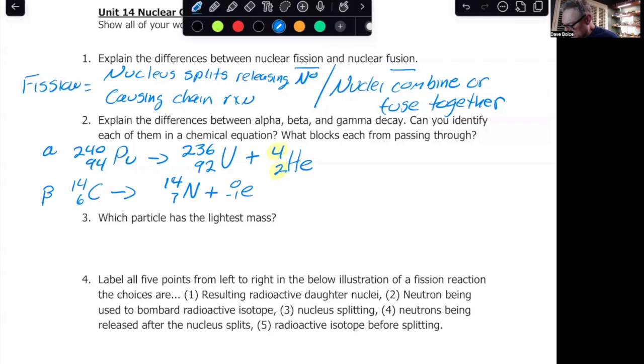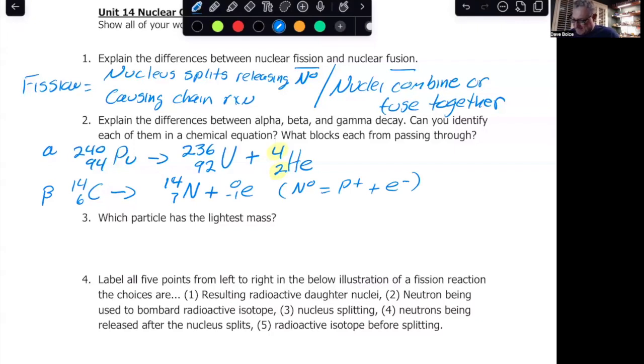Okay, so remember, a neutron is a proton plus an electron. And so if it splits off, you're going to keep the same mass number, but you are going to go up one proton.